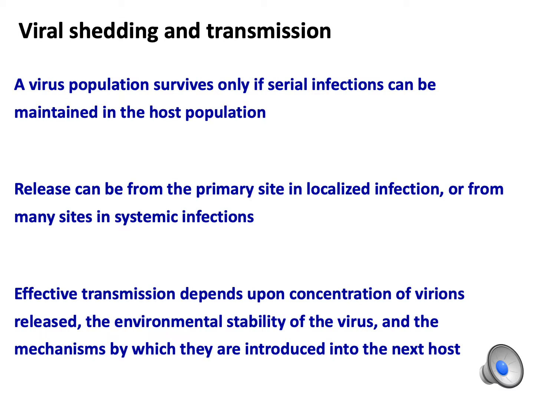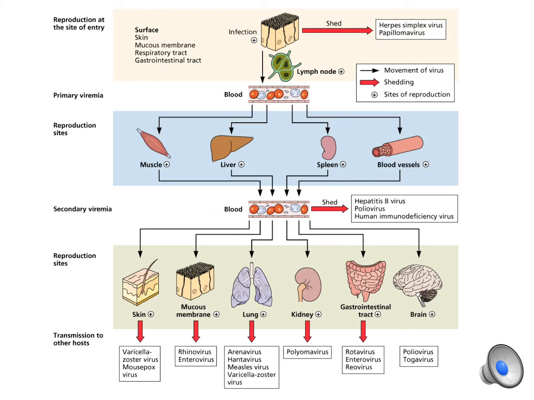These next few slides talk about viral shedding and transmission. And again, viruses are only successful if serial infections can be maintained in host populations. And as I talked about when we looked at the next slide, release can either be from the primary site in a localized infection or from many different sites in systemic infections. And that's this slide again, which is really worth taking a look at.